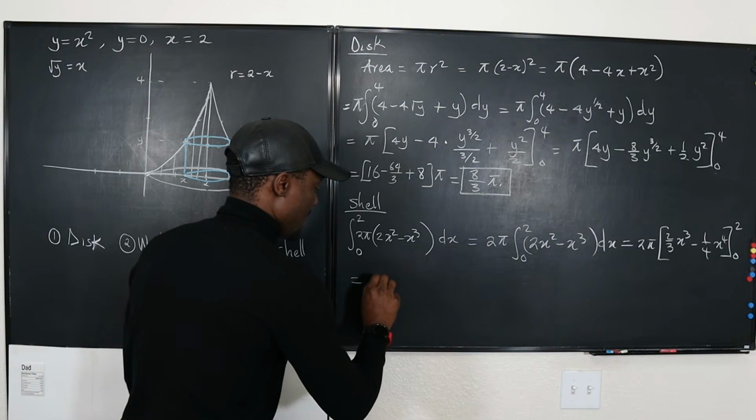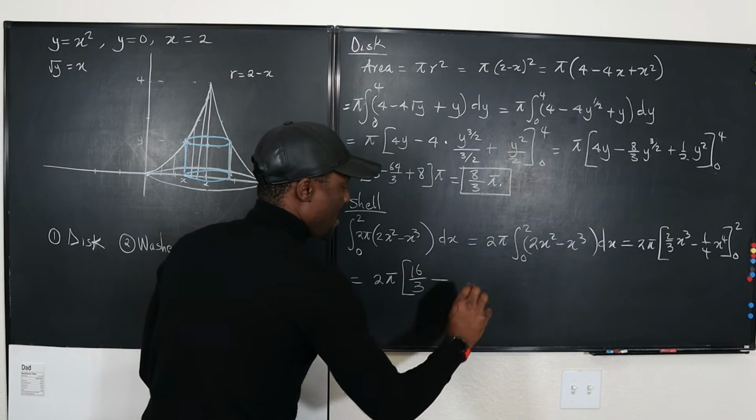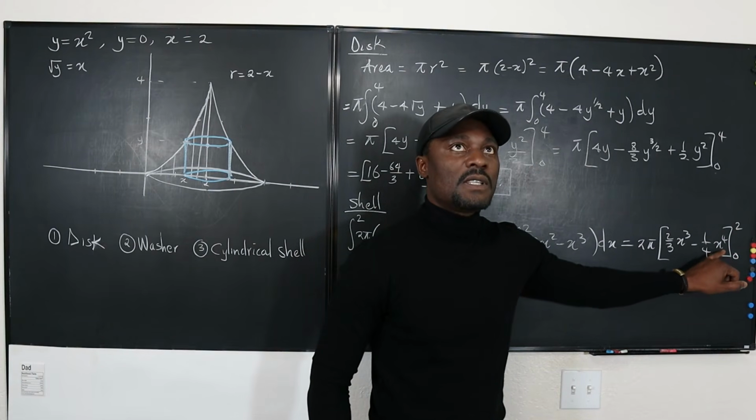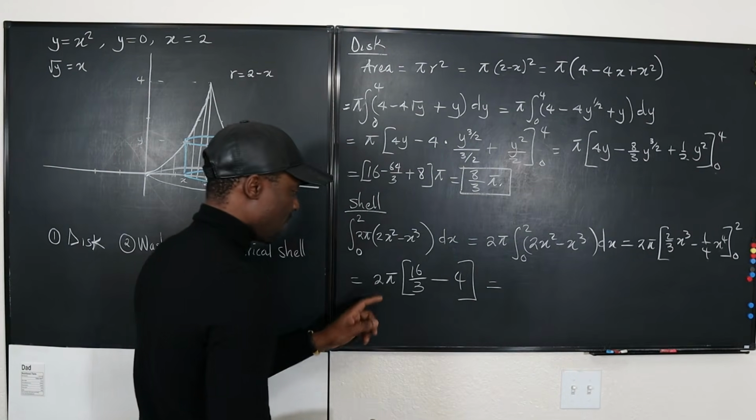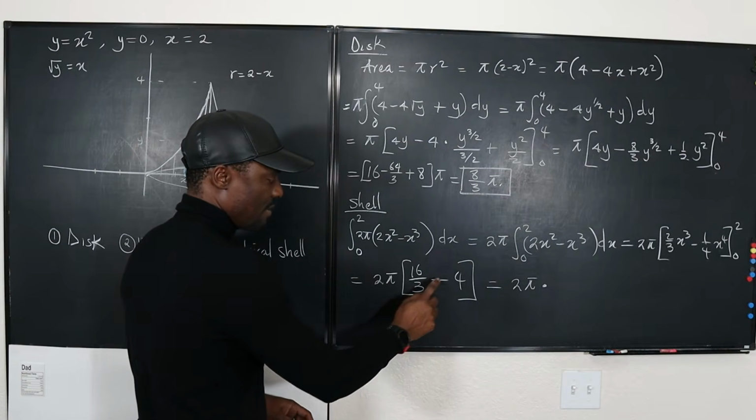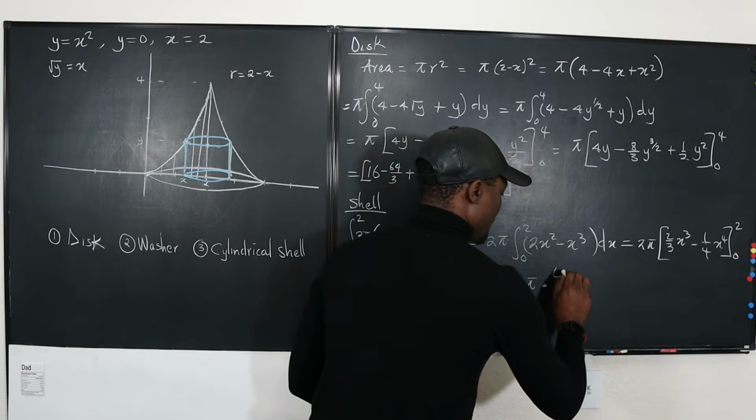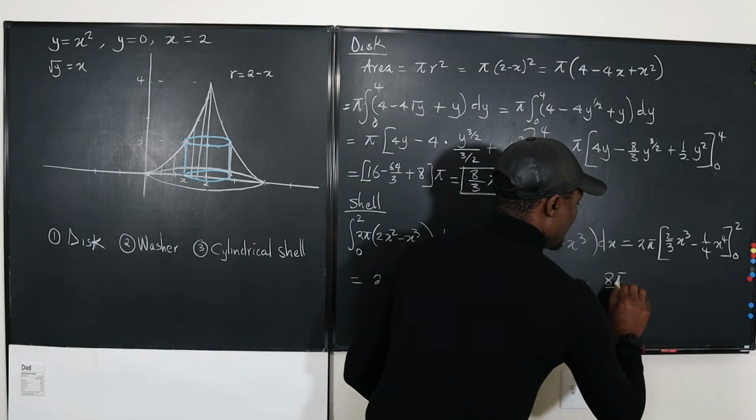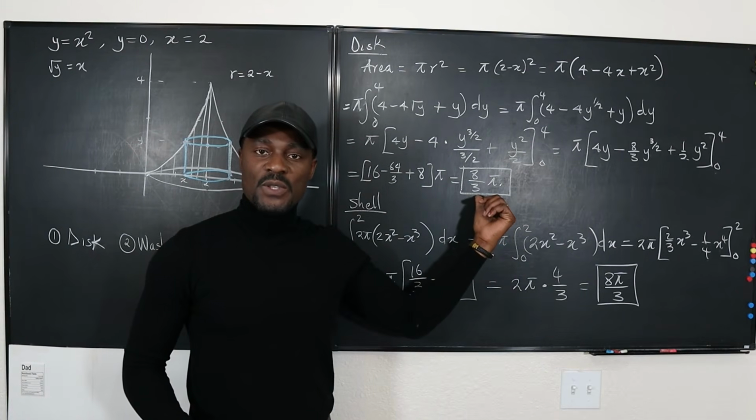Well, there's nowhere to hide, so I'm going to write 2 pi multiplied by 16 over 3 minus, here I'm going to put 2, that's 16. 1/4 of 16 is 4. Okay, and this is going to be 2 pi times 16 over 3 minus 4, which is 16 minus 12 over 3. That's 4 over 3. So this gives me 8 pi over 3. And that is the same answer we got when we used the disk method.